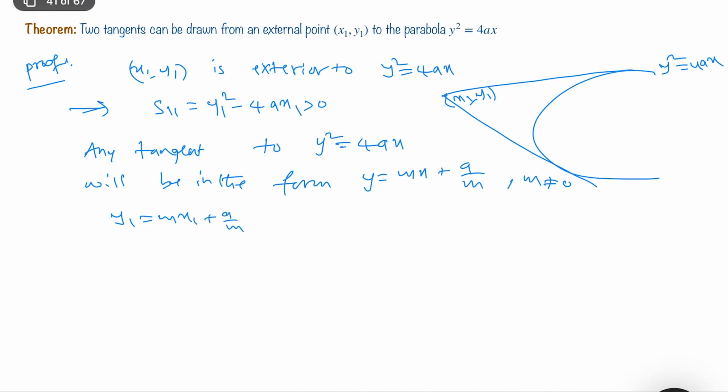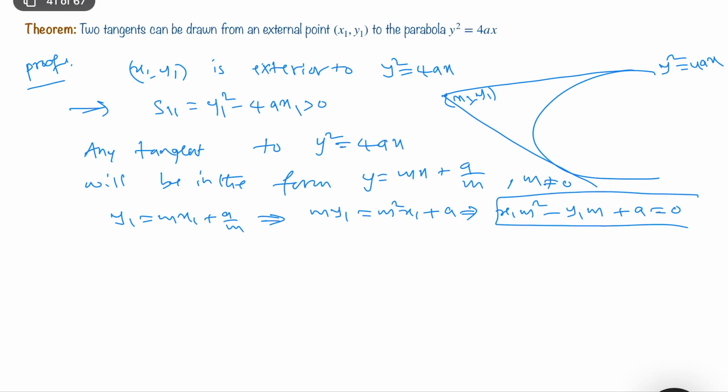Now if you cross multiply, then you will have m y1 equal to m square x1 plus a. Again if you bring everything to one side, then I can write x1 m square minus y1 m plus a equal to 0. So this is the relation we have here. x1, y1, a are known, so this is going to be a quadratic equation in m.